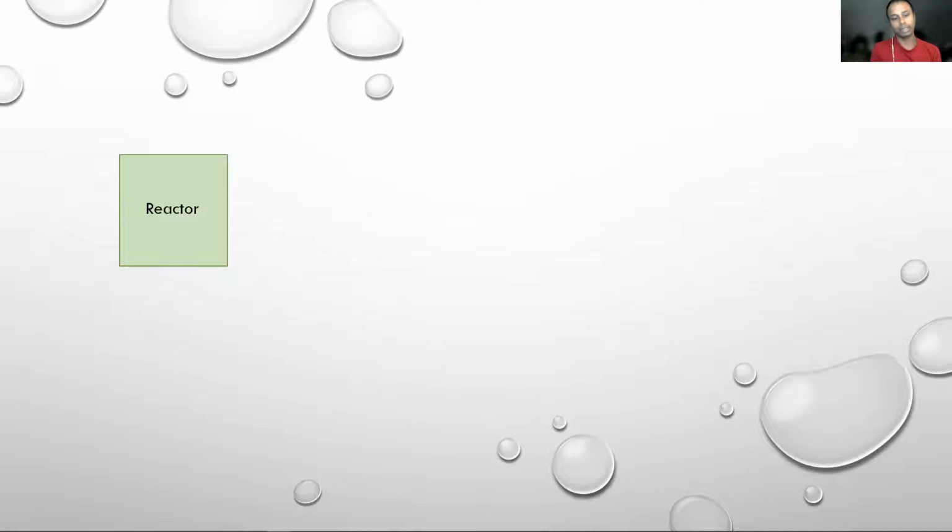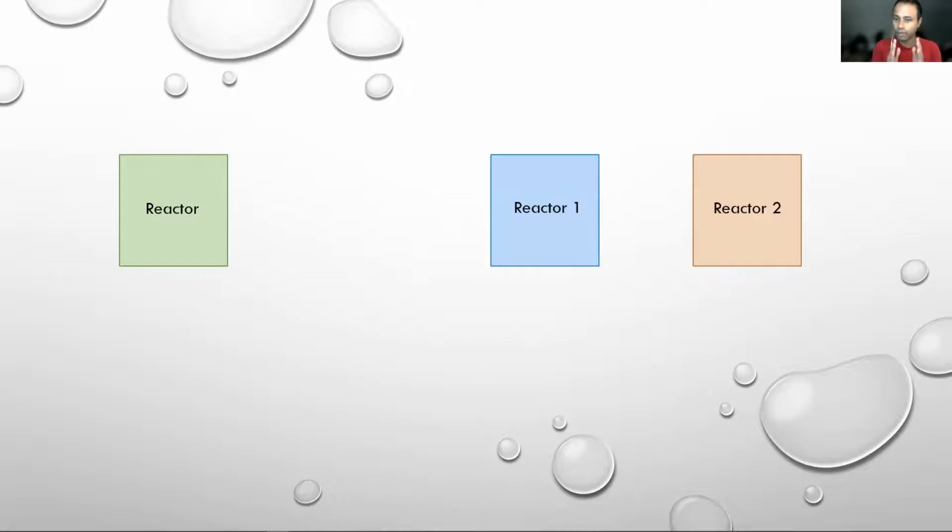Now that product can either be taken out of the reactor and examined, or it can be fed into a second reactor as the reactant for that reactor. So you have reactor number 1, reactor number 2, and you can connect these two reactors together. The products of reactor number 1, once they are formed, will flow into reactor number 2. And you can control the flow of these products using something known as a mass flow controller between these two reactors.